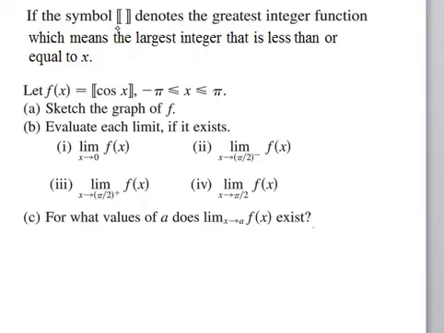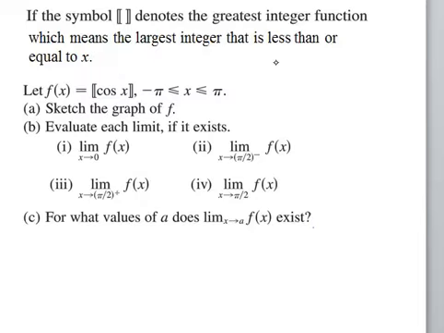We see this symbol, which is called the greatest integer function. This denotes the greatest integer function, which means the largest integer that is less than or equal to x. So this says let f of x equal the greatest integer function with cosine x, and we're going to look from negative pi to pi, and we're going to sketch the graph and then look for these limits.